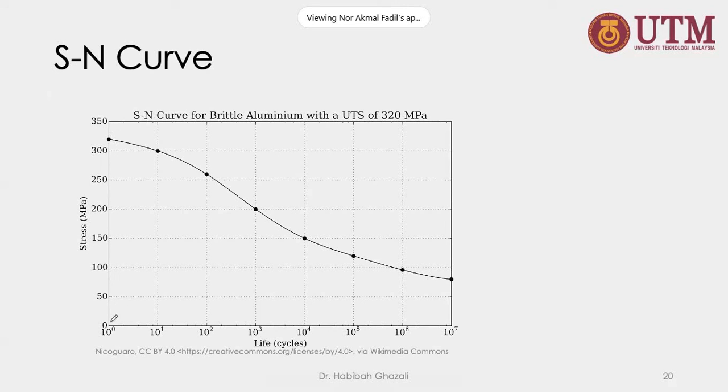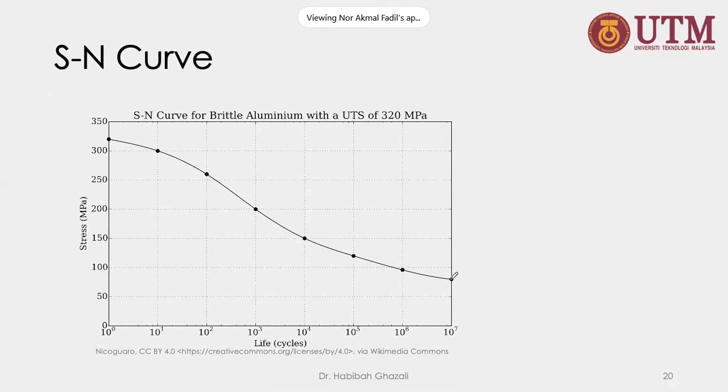Okay, there is no cycle number, it fails. 300, it will fail after 10 cycles of load. 250, it is about 100 cycles. What about if we apply 200 megapascal load, maximum 1000, and then 150, 10,000, until we get a flat curve. Okay, so flat curve, we call it endurance limit.